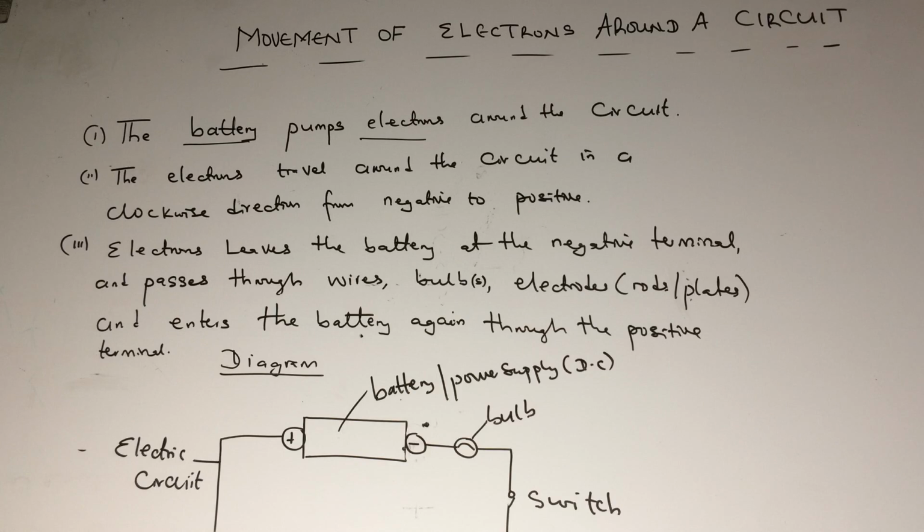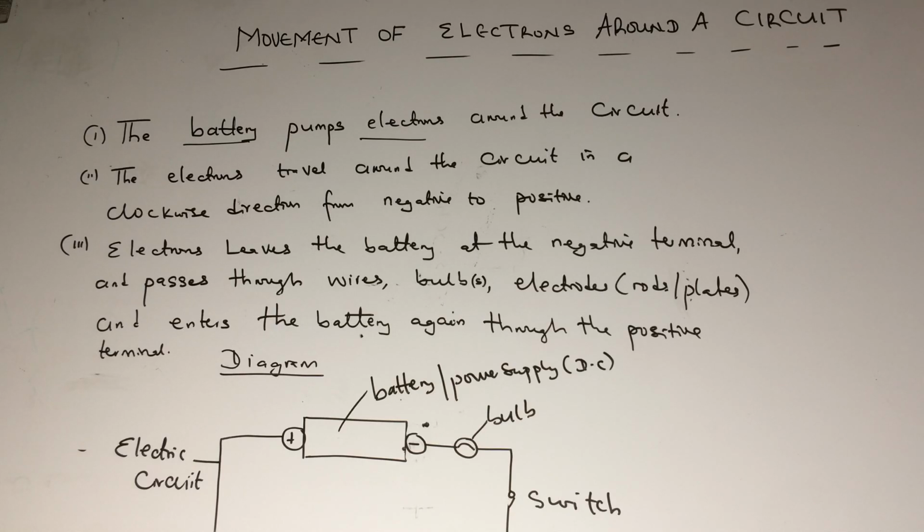Then the third thing you must know is that electrons leave the battery at the negative terminal and pass through wires, bulbs, electrodes, switch, these various electrolytic components, and enter the battery again through the positive terminal. So let's look at it as written on the board.